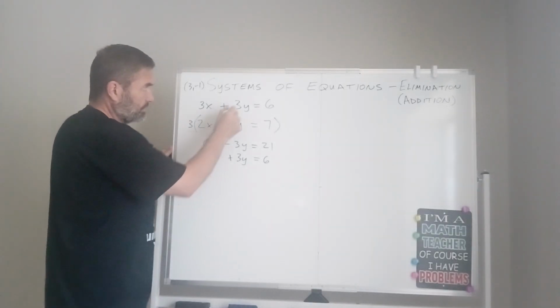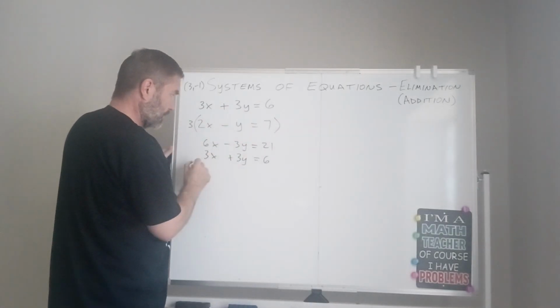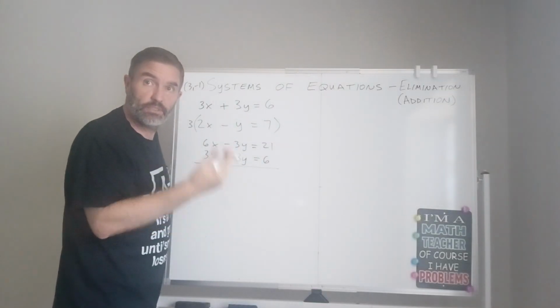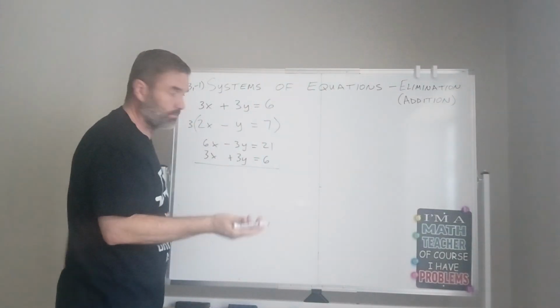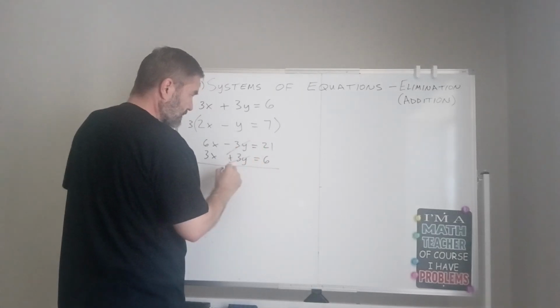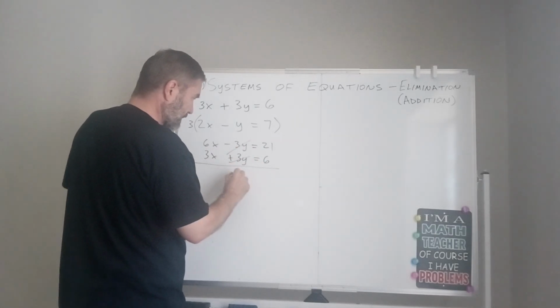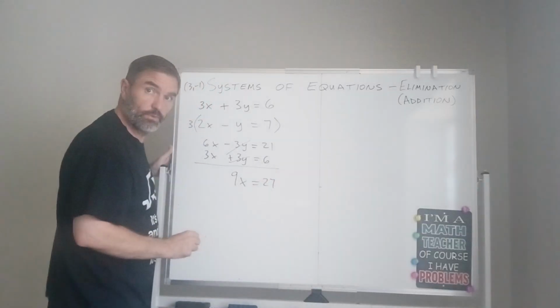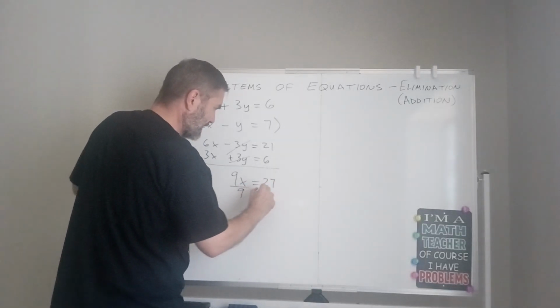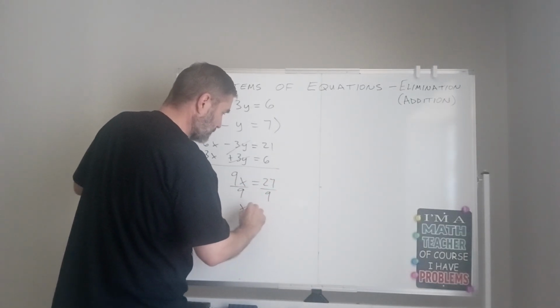So 3x, 3y, 6. Now I'm going to add these again. That's why they call it the addition method. But we're eliminating y, which is also why they call it the elimination method. These should cancel. I like to just cancel them. 6x plus 3x. I'll even bring it over here, because it's right next to my number, which is now 21 plus 6, which is 27. I can now divide by 9, and you'll notice I'm going to get x equals 3.